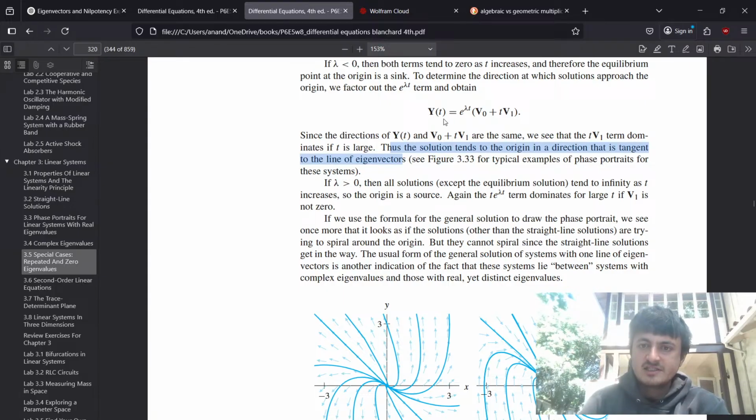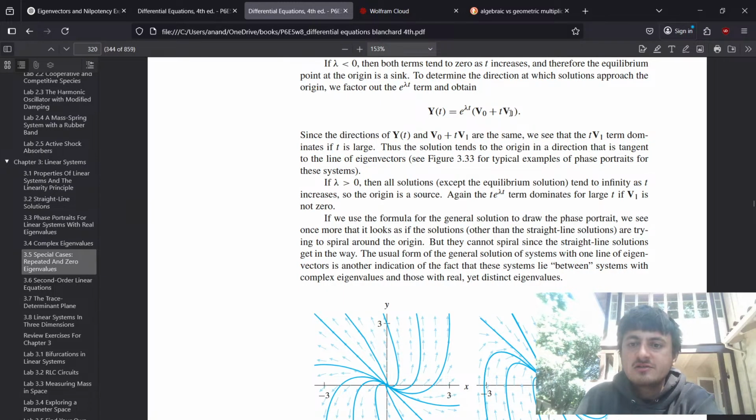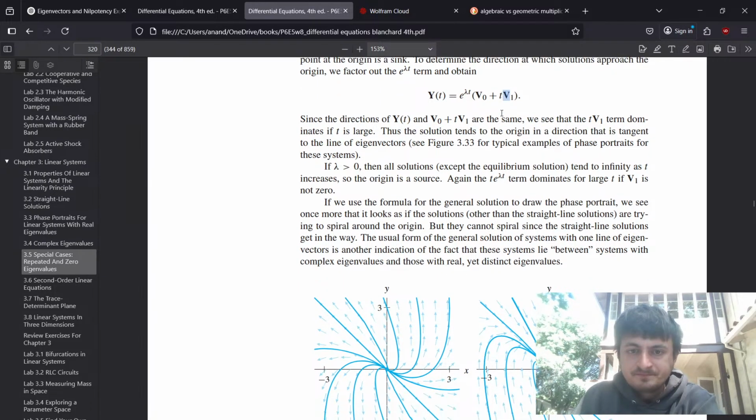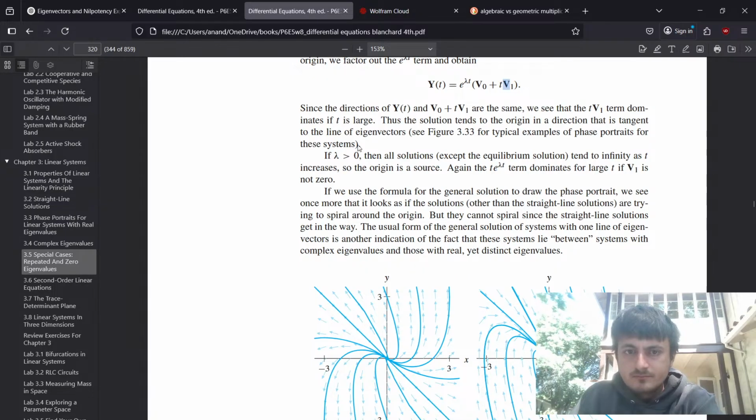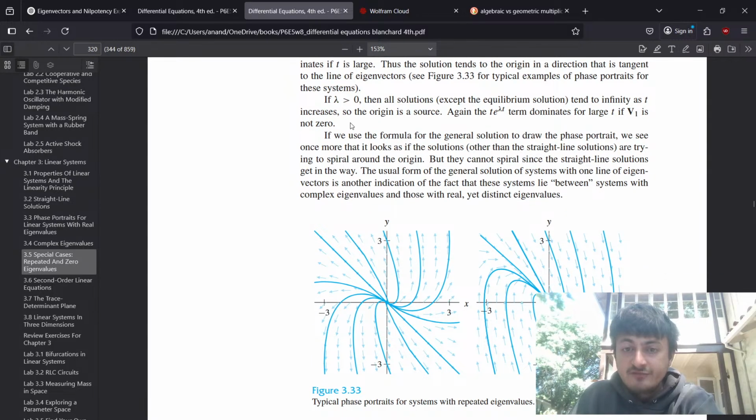Yeah, that makes sense, because this thing is going to go to 0 way faster than the t term. If lambda is greater than 0, then all solutions except the equilibrium solution tend to infinity as t increases, so the origin is a source, and the t e to the lambda t term dominates for large t if v1 is not 0. So what about the case when v1 is 0?